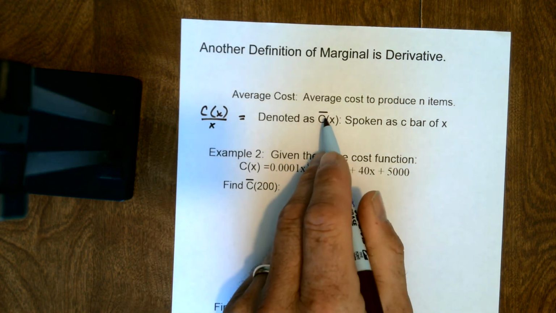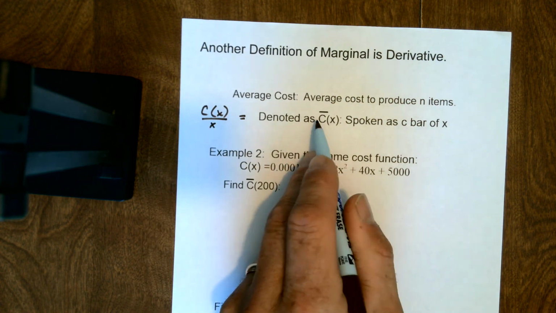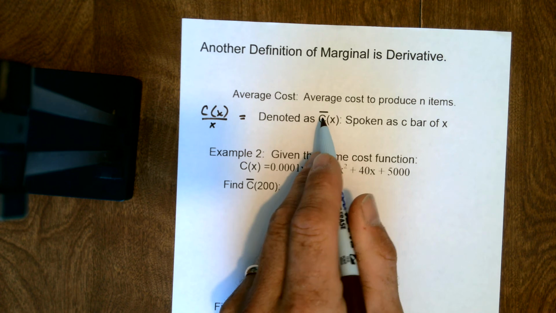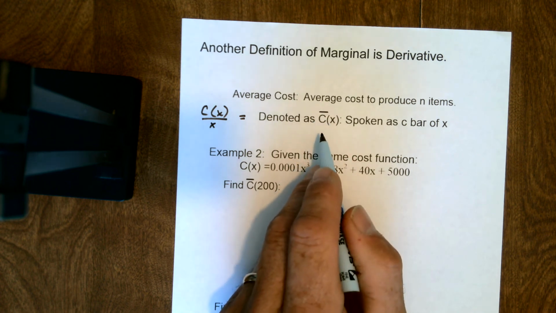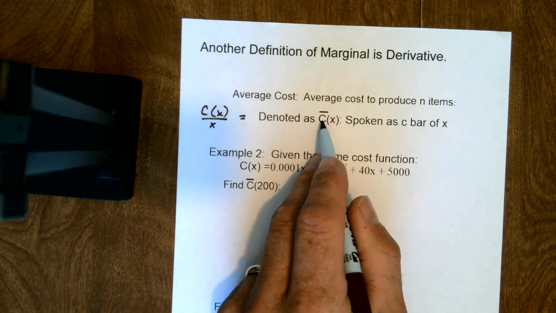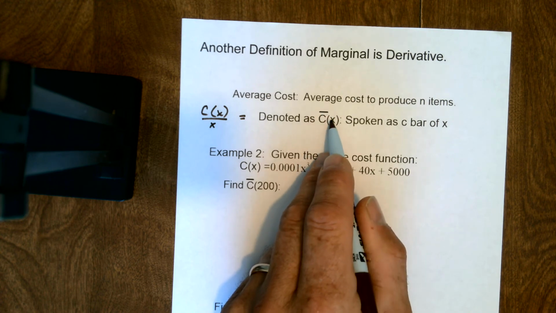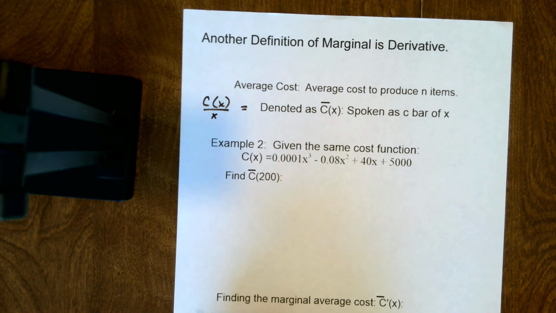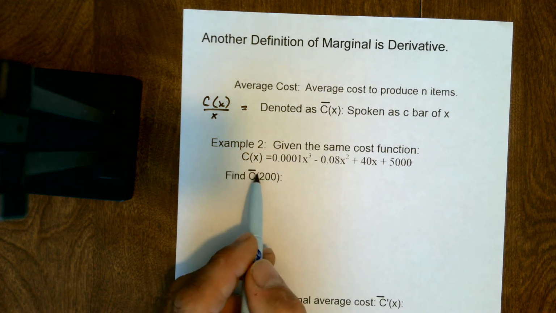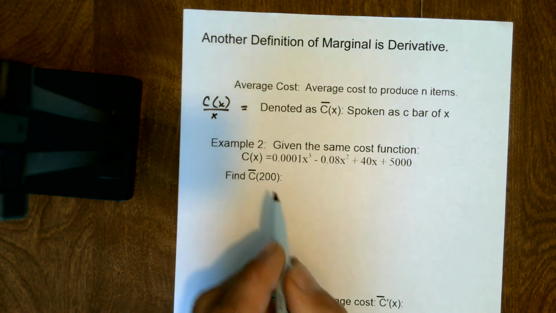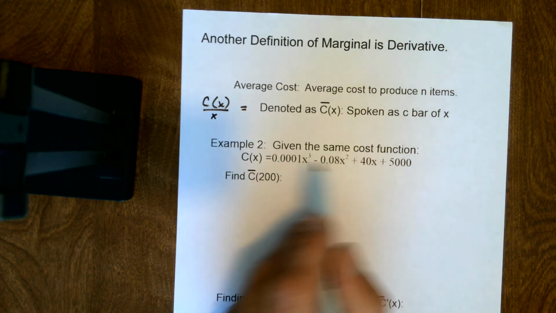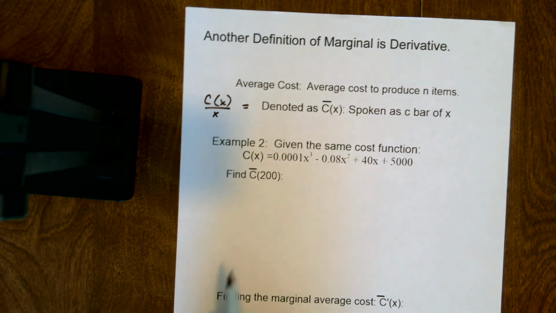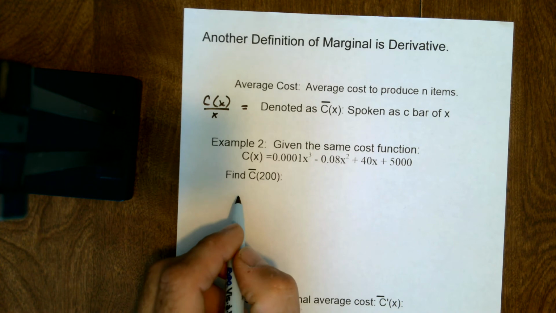We denote this as C bar of x. So there's going to be a line above that C. If you've had stats, you probably have seen that already. If not, here's a little introduction to that. So C bar of x is going to give us what we're looking for, the average cost. So can we find the average cost of 200? Here's our cost function, which looks familiar to us, hopefully. It's one that we just had before.